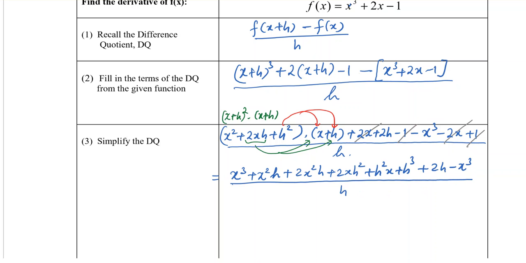So now we're going to combine any like terms that we can. In this step, we see that we have a positive x cubed here and a negative x cubed here, so that cancels out.